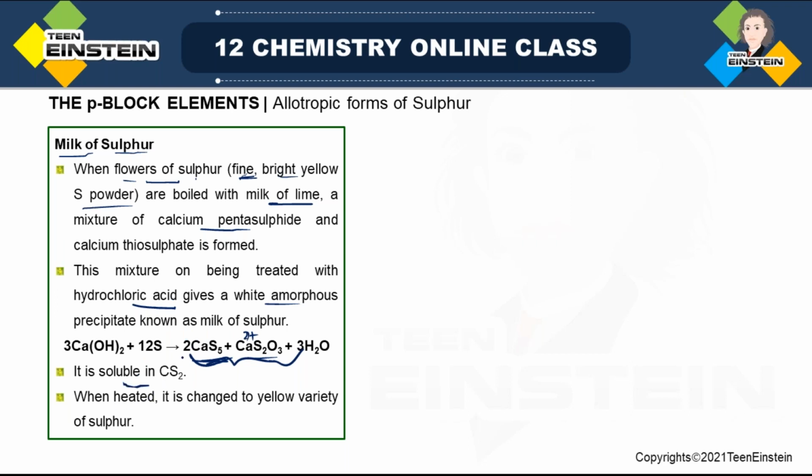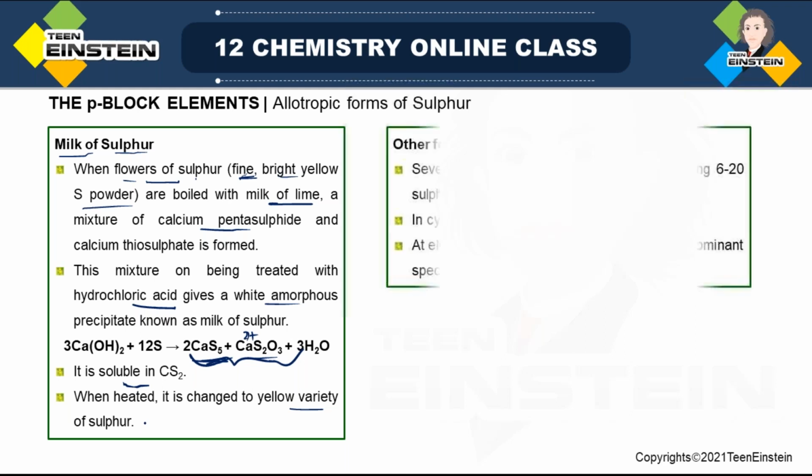So we have seen the three amorphous forms. The first form, that is caustic sulfur, is not soluble in CS2. It has some polymeric type of structure, but the next two forms, that is milk of sulfur and the other one, that is colloidal sulfur, these two are soluble in CS2. When heated, it is changed to the yellow variety of sulfur.